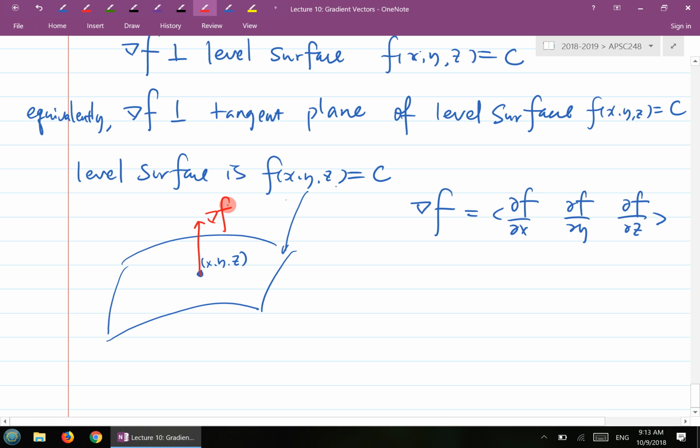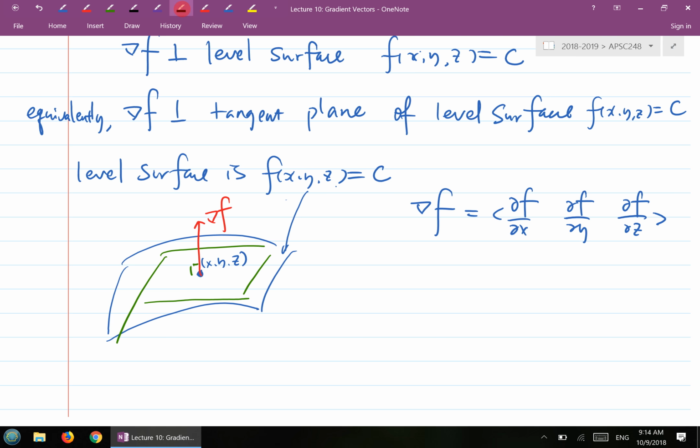And we want to prove that this del f is perpendicular to this level surface. Or equivalently, this del f is perpendicular to the tangent plane at that point. So let's see, if I draw a tangent plane to that point, that's what we want to show, that del f is perpendicular to the tangent plane. So how do I prove it? Here's how we can prove it.